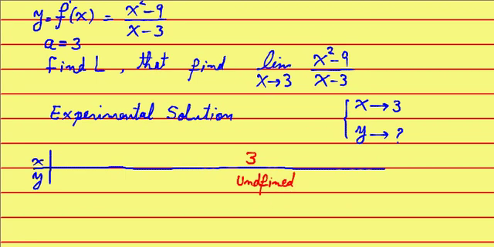But there's no problem taking other values for x. For example, I could start at 2 and plug the 2 in here. 2 squared minus 9 is 4 minus 9, which is minus 5, over 2 minus 3, which is minus 1, and I get the answer, which turns out to be 5.